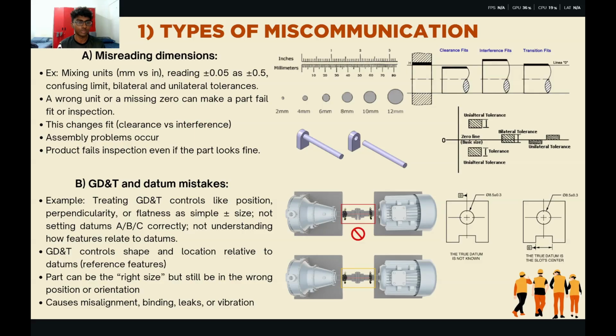Second, the geometric dimensioning and tolerancing and datum mistakes. Because you don't know how to control its position, its orientation, the size, and not setting the datums properly. Because of this, it can change the shape and also the location relative to the datum. So if you set the GD&T and the datum wrongly, the part can be the right size but still be in the wrong position or orientation. And this can cause misalignment, binding, leaks, or vibration. In the picture here, you can see how the errors happen for a clearer understanding.